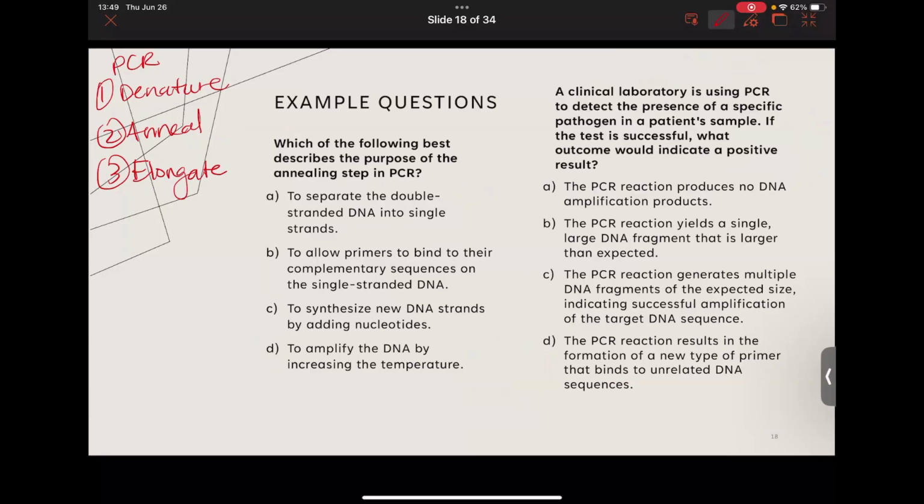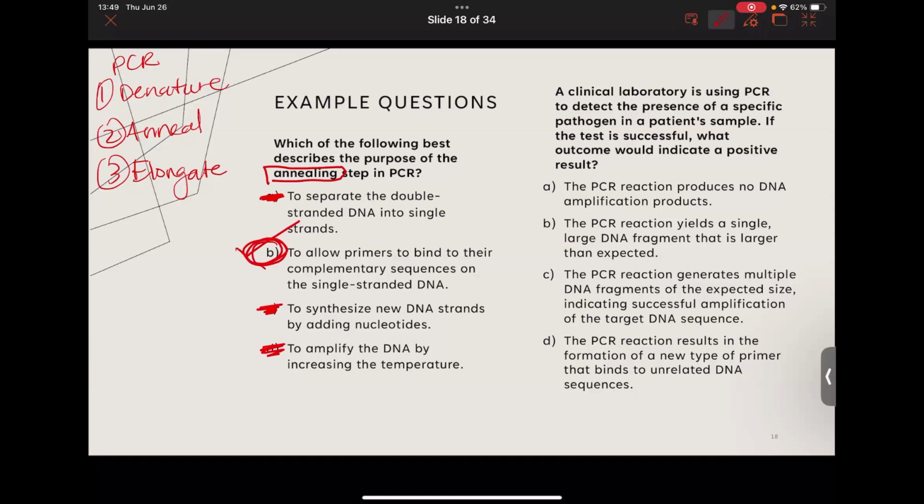Which of the following best describes the purpose of the annealing step in PCR? Would this be to separate the double-stranded DNA into the single strands? No, that's not the annealing step, right? That's the denature step. To allow primers to bind to the complementary sequences, that is what the annealing step is for, but we'll read our other choices. Is the annealing step for synthesizing new DNA? No. Or is it to amplify the DNA by increasing the temperature? No. The anneal step is for binding the primers.